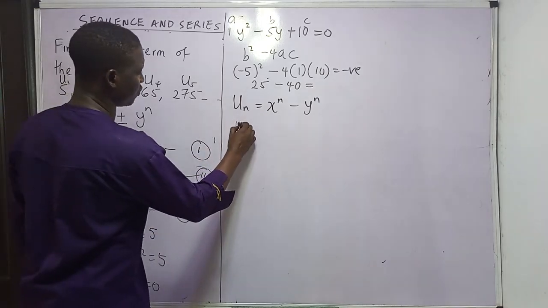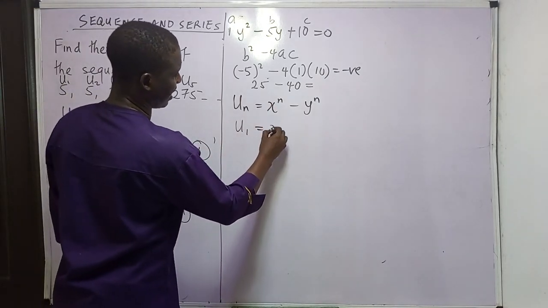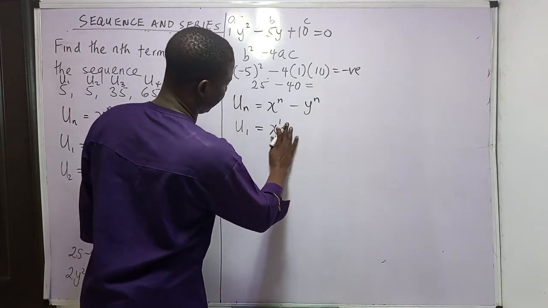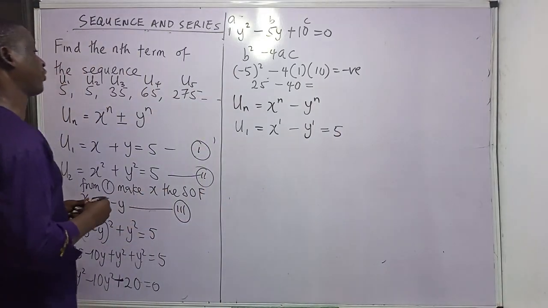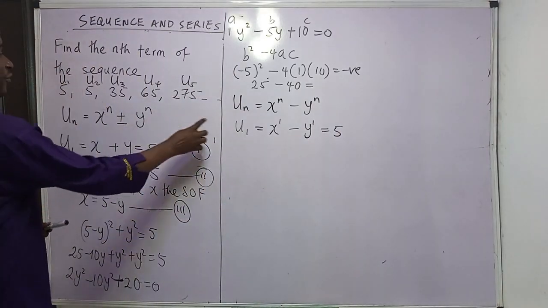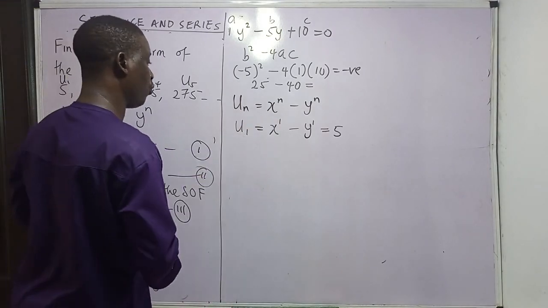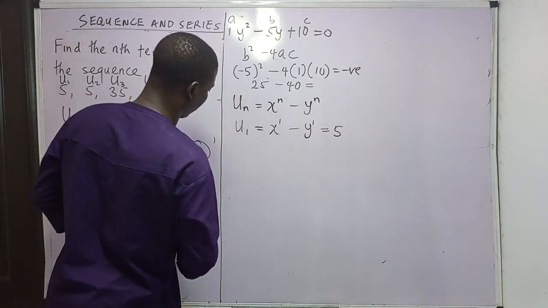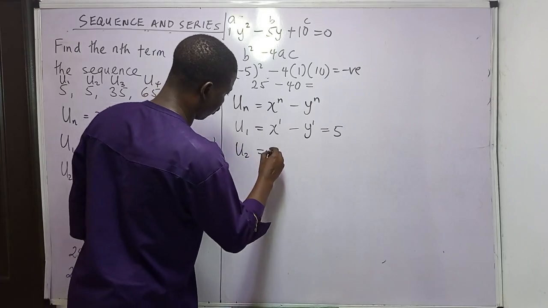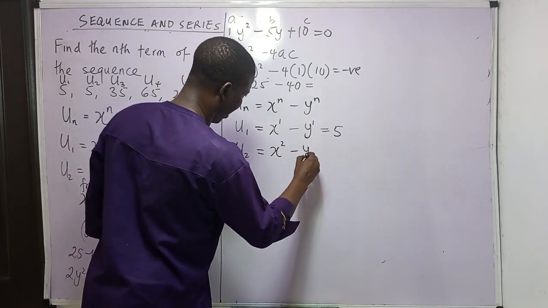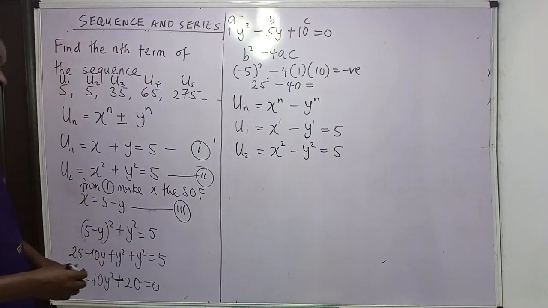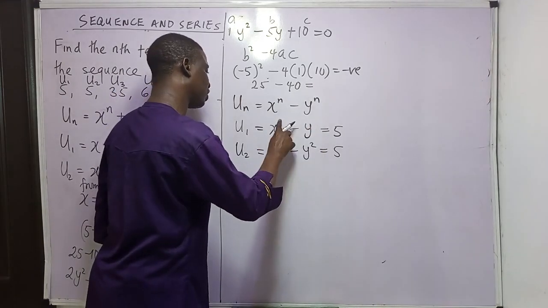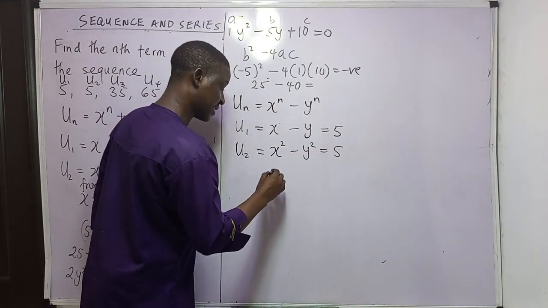So what I want to do now is u1 equals x to the power 1 minus y to the power 1, which equals 5. That means the first term we are taking is 5. Then the second term, u2, equals x squared minus y squared, equal to 5. We don't need to waste time there because we have done the first one and seen how we did. Let's make x the subject of the formula.